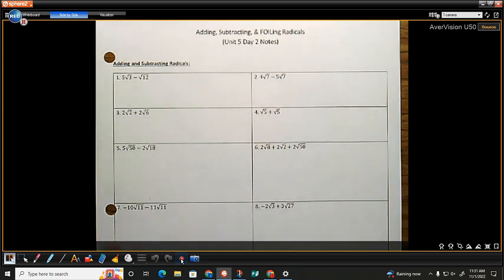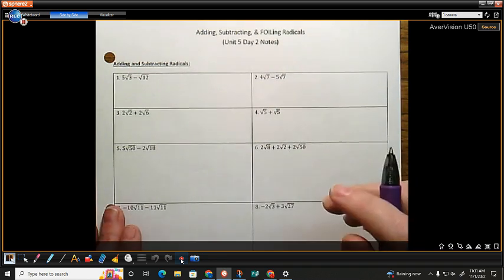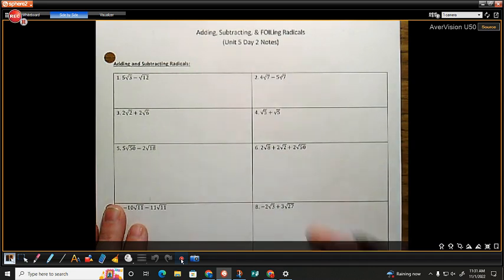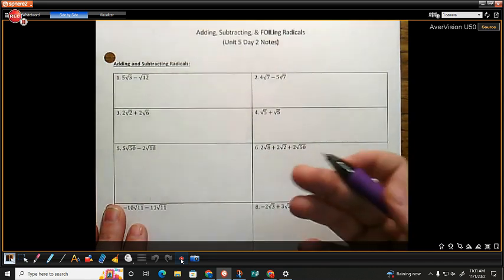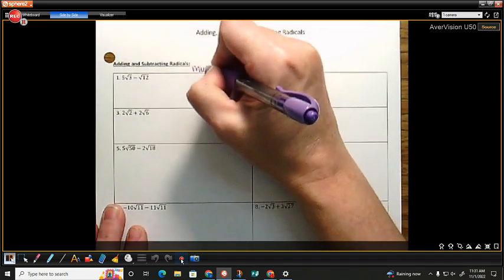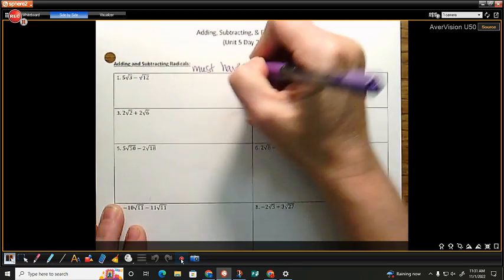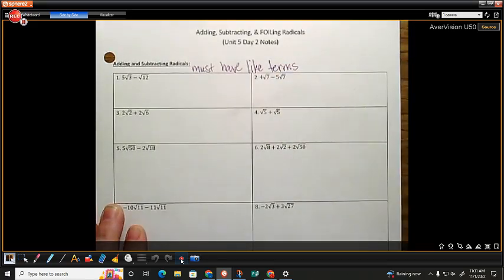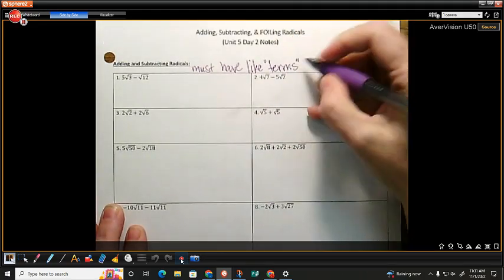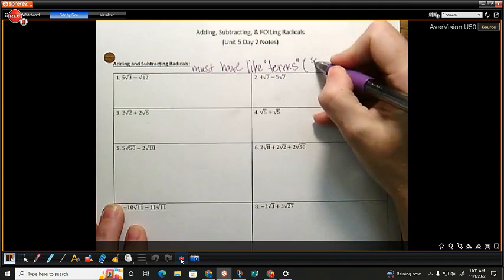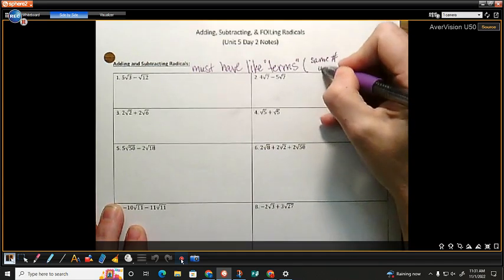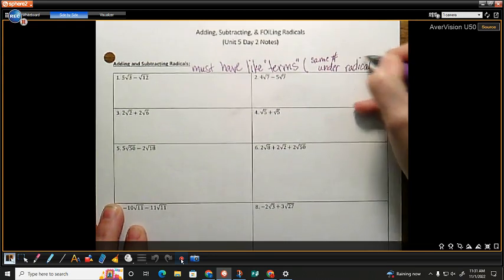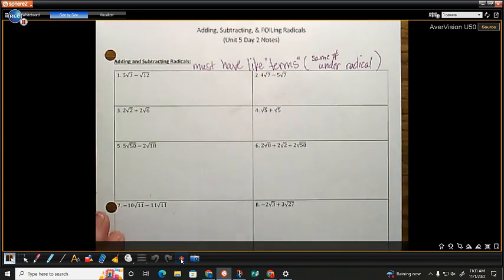So when we're ready to add and subtract radicals, the rule for adding and subtracting radicals is the same as the rule was for adding and subtracting fractions and adding and subtracting variables. You must have like terms. And your term that we're talking about means that you have to have the same number under the radical. That's how you know you have like terms, is if you have the same number under the radical.